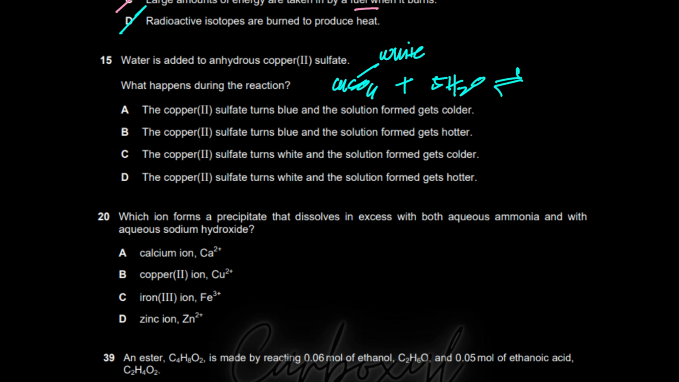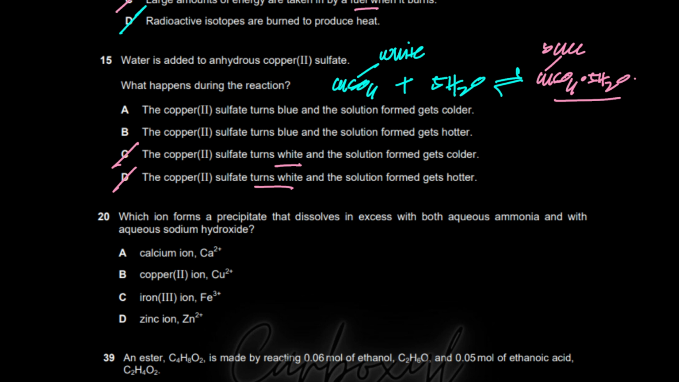It's a reversible reaction. So what's going to happen is you're going to get a hydrated salt of copper sulfate, right? And these H2O molecules are basically going to be called the water of crystallization. And obviously hydrated copper sulfate is blue. So you're going to go from white to blue, not blue to white. And therefore, you need to understand that it says the copper sulfate turns white. No, it turns blue. The copper sulfate turns white. No, it turns blue. So you have to eliminate C and D off, right?